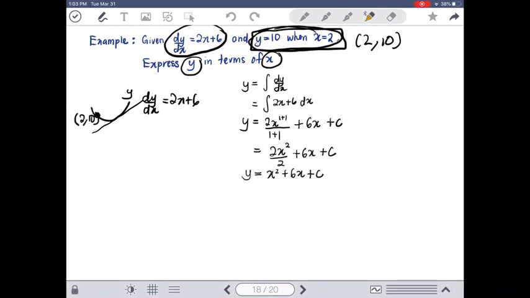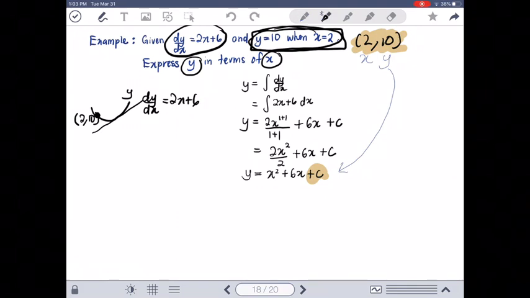Next, we find the value of c. It is stated that the point (2, 10) sits on the curve. Therefore, when x equals 2, y equals 10. Just insert into the equation that we found just now. So when y equals 10, x equals 2, we just substitute the values.